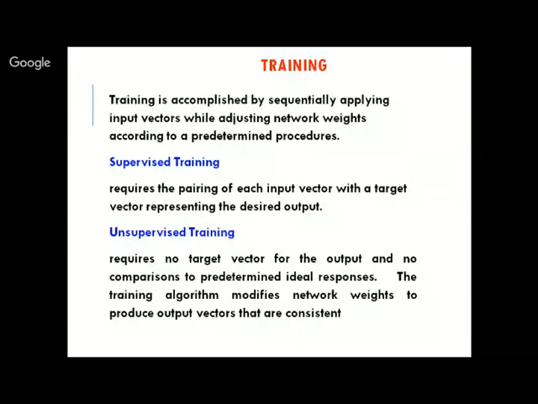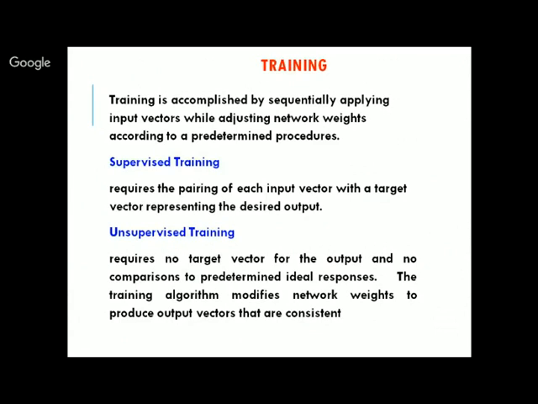In some cases it is proportional to the error itself, and we change the weights accordingly. We simply multiply it and add it to the weights. So the weights are always changed with respect to the error. The error means the difference between the target and the output.